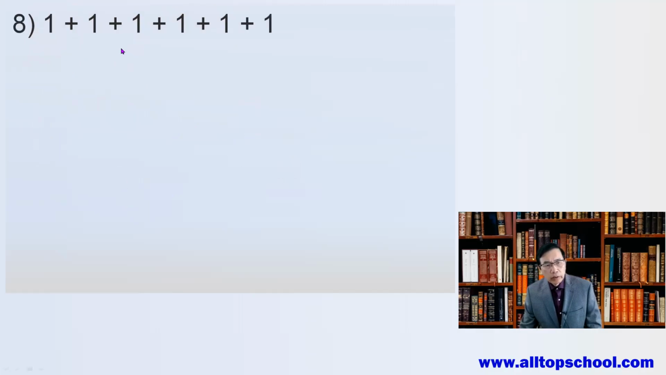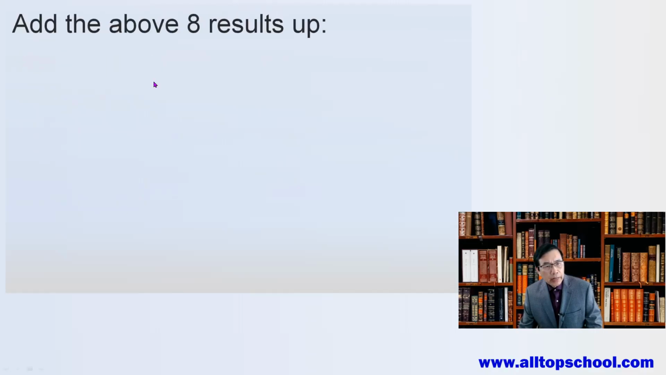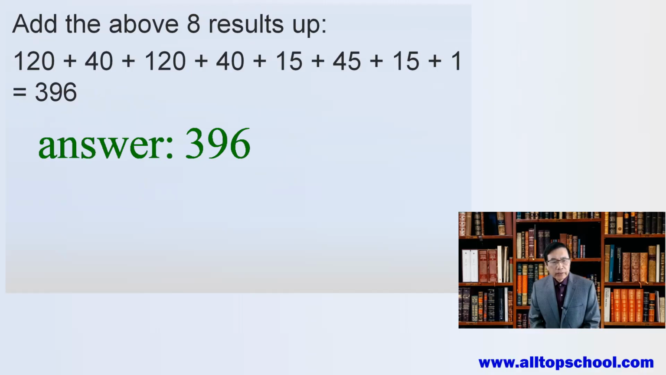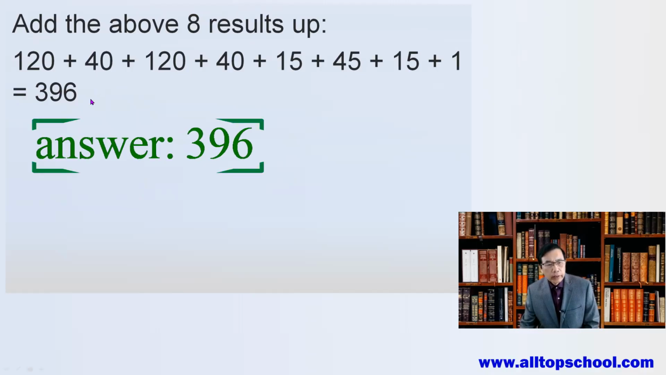That will be 6 cycles of 1, so each one maps to itself: 1 to 1, 2 to 2, 3 to 3, 4 to 4, 5 to 5, 6 to 6. This one will be easy. There's only one way to do it. So we get the total number of ways by adding them up. You get 396 ways for the cycle structures. So the answer is 396.